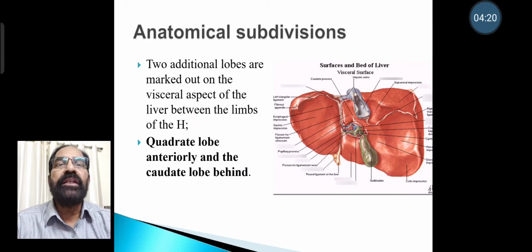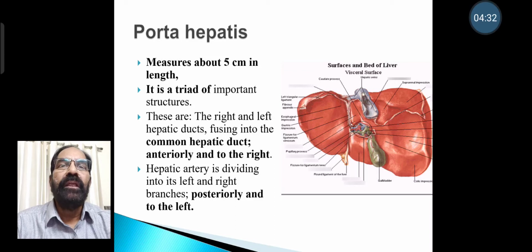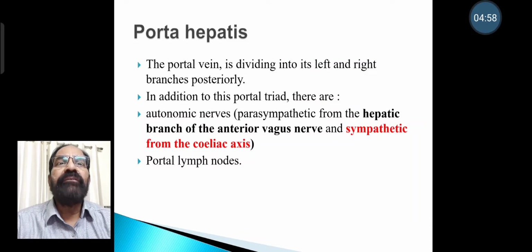Two additional lobes are marked out on the visceral aspect of the liver between the limbs of H, that is quadrate lobe anteriorly and the caudate lobe behind. Porta hepatis measures about 5 cm in length. It is a triad of important structures. These are right and left hepatic ducts fusing to form the common hepatic duct, anteriorly and to the right; hepatic artery dividing into right and left branches, posteriorly and to the left; portal vein dividing into right and left branches, posteriorly.